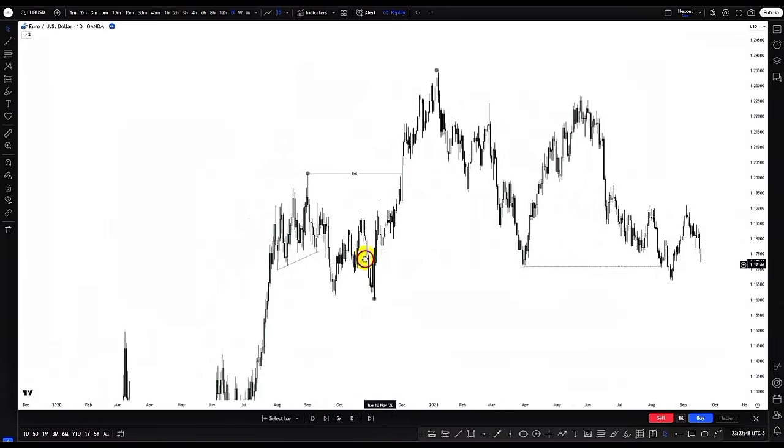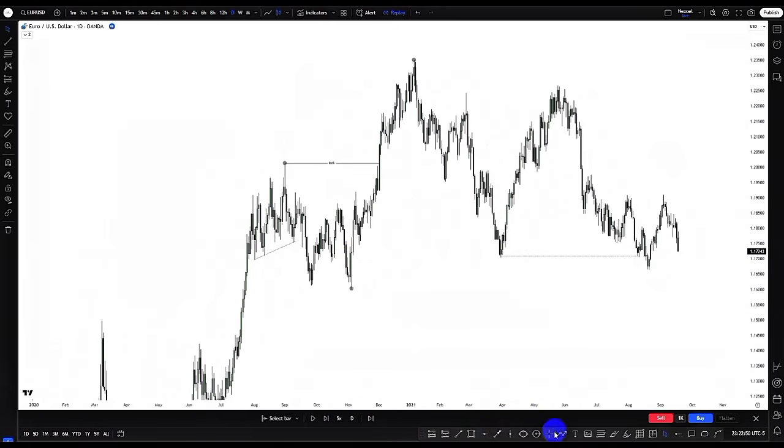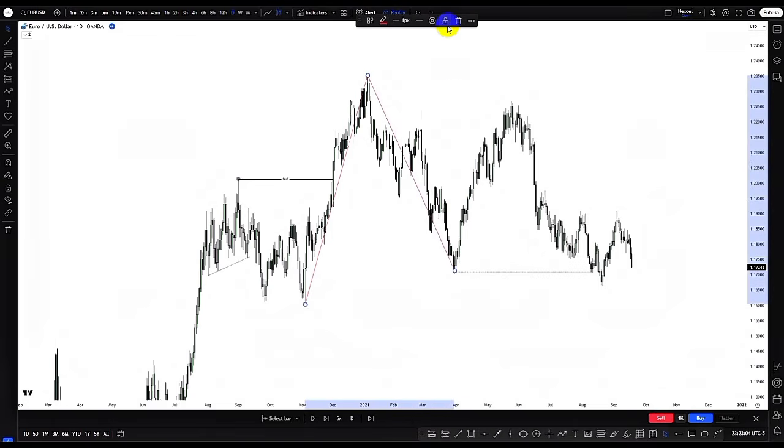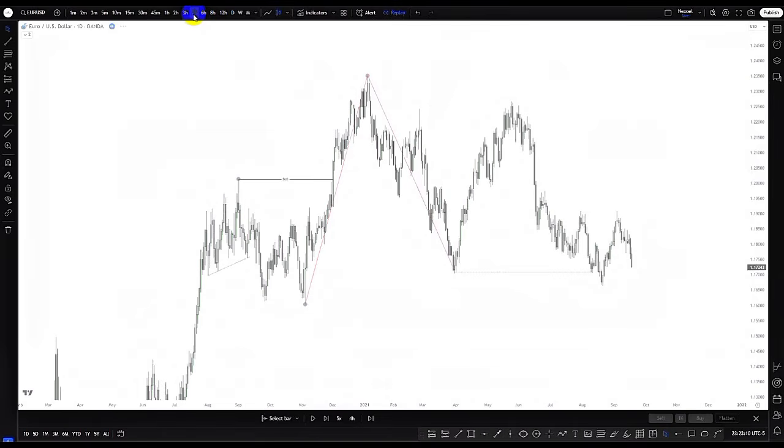So basically what I'm saying is, what we have here is the impulse from this newly created higher low to this high point. That is the impulse. And what we have here is the corrective leg move. So when you drop to a lower time frame, basically this is going to be structures. Let's check the 4-hour time frame. You would clearly see that.